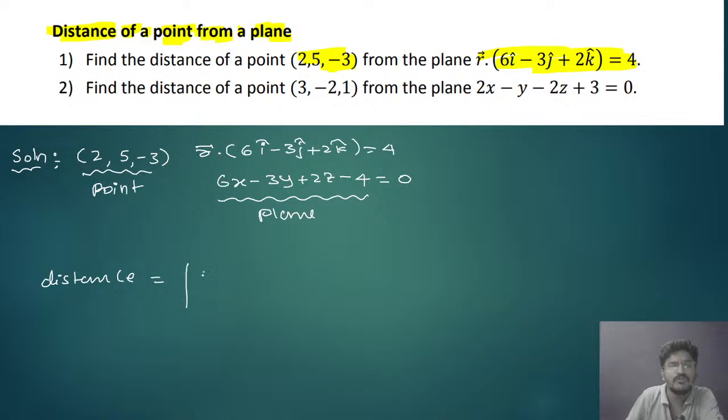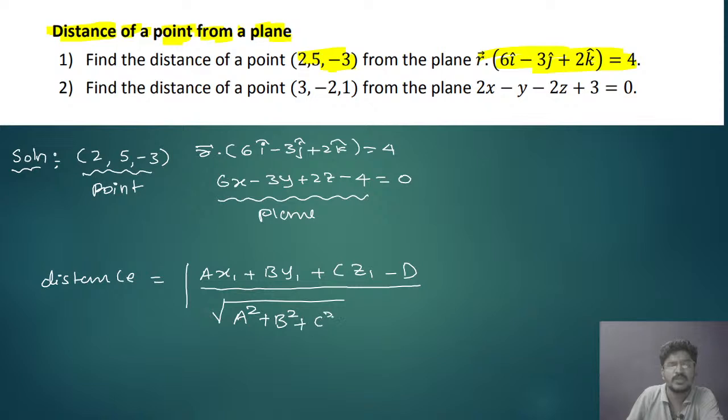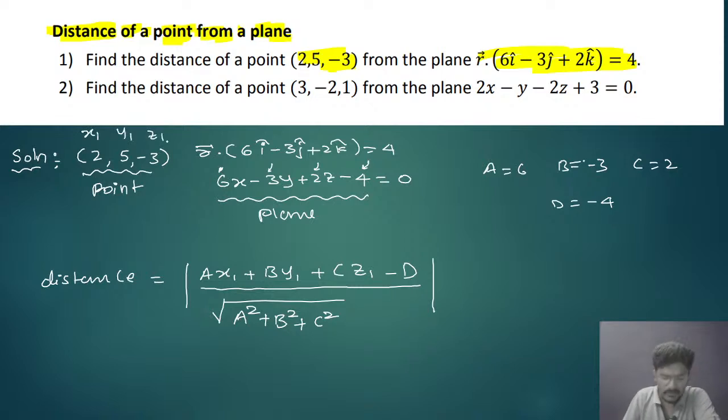Distance equal to mod of ax1 plus by1 plus cz1 minus d divided by root of a square plus b square plus c square. This is the distance formula. Using this distance formula, we can solve here. What are A, B, C? A is 6. B is -3. C is 2. D is -4. X1, Y1, Z1 is 2, 5, -3. Using this, now you have to solve the answer.